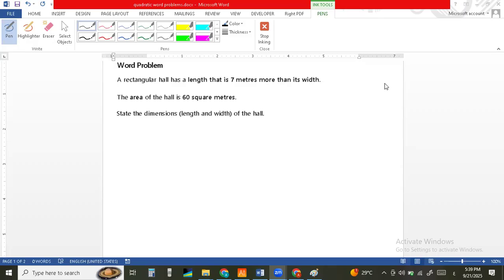And in this video, we're going to discuss some word problems for quadratic equations and solving quadratic equations. So here in this example, it says: a rectangular hall has a length that is 7 meters more than its width. The area of the hall is 60 square meters. State the dimensions, length, and width of the hall.